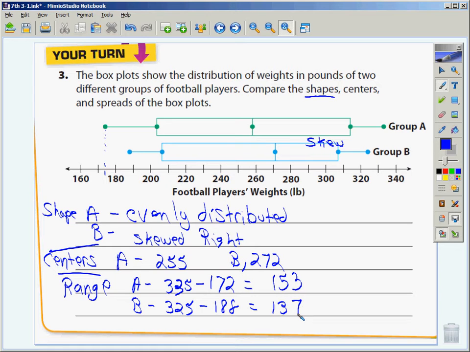Which players have an easier weight to predict? Group A or Group B? Group B, because their range is what? Smaller.